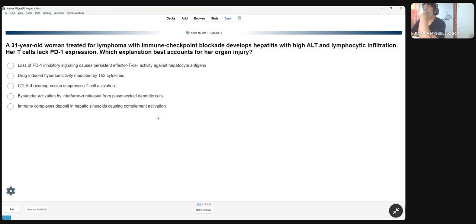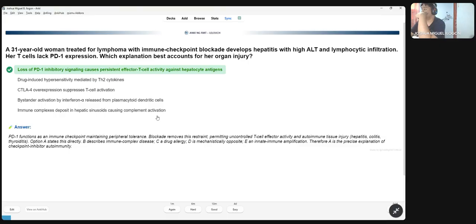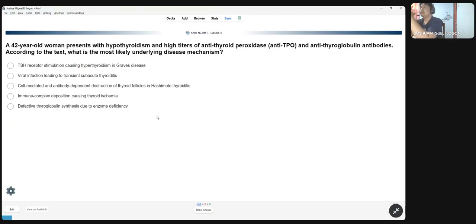31-year-old woman treated for lymphoma with immune checkpoint blockade develops hepatitis with high ALT and lymphocytic infiltration. Her T cells lack PD-1 expression, which explanation does not confirm. Yeah, that's the A. Persistent effector T cell PD-1 functions. PD-1 is the immune checkpoint. So you lose it, you're getting attacked by T cells.